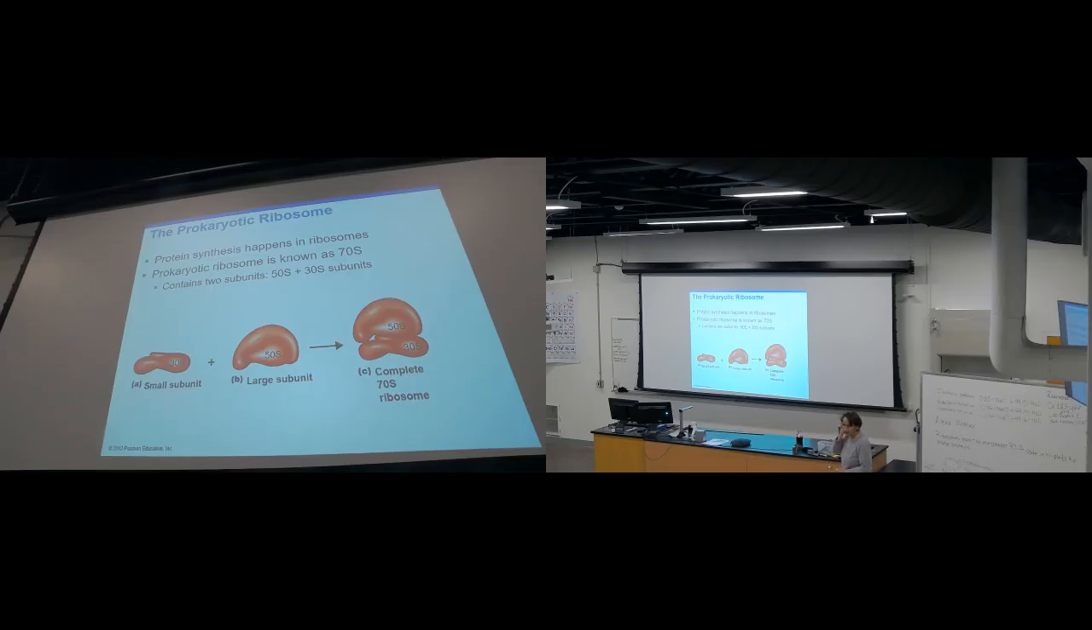Now, 70S stands for a unit of sedimentation. It's called Svedberg. And then they don't add arithmetically. It's just a measurement of how quickly they go into the bottom of a test tube when you centrifuge at a high speed samples that contain ribosomes. So this one is heavier than this.